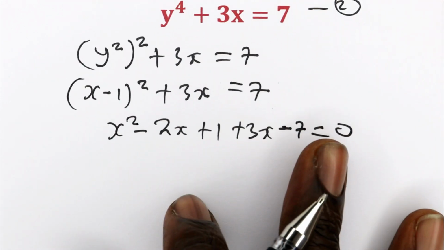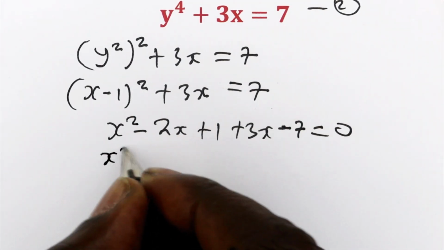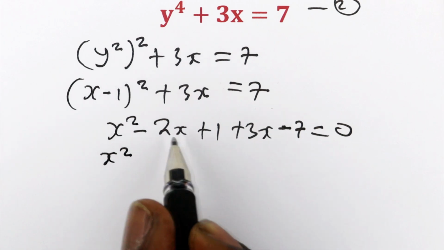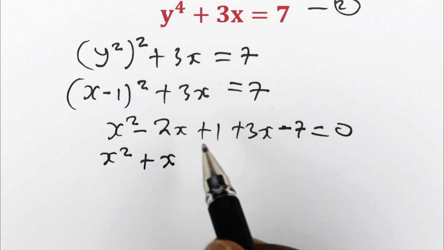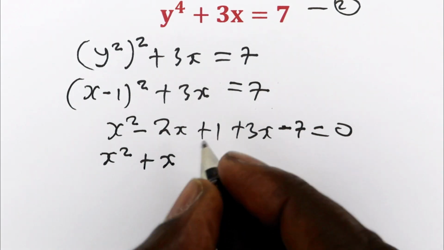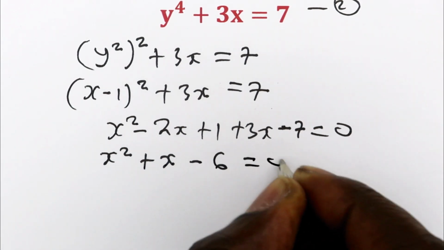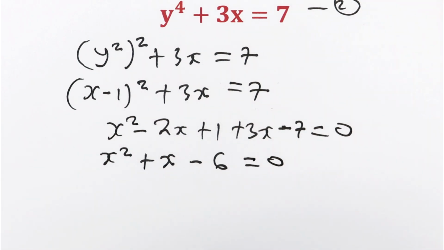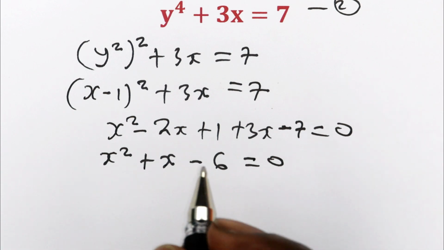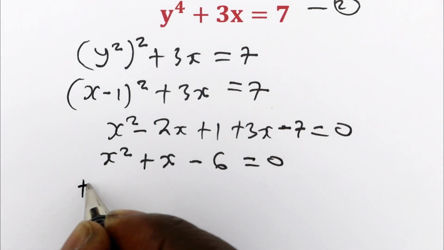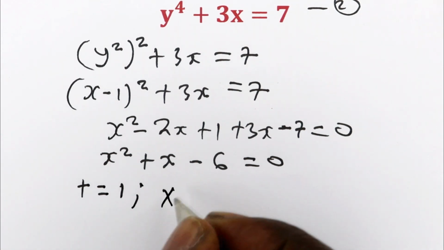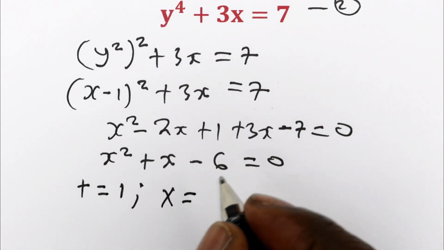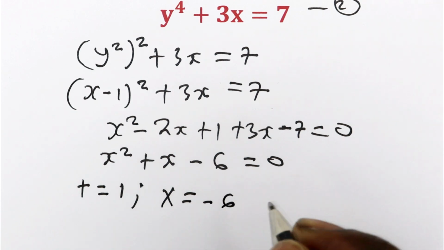So if we simplify this, we're going to have x squared, then you have minus 2x plus 3x, which is just plus x. Then you have 1 plus negative 7, which is just minus 6, and that's equal to 0. So now we have a quadratic equation, which you can solve using any of the methods. Let us go for the factorization method. So you're going to look for two numbers whose sum is the same as b, and b in this case is 1, and their product is the same as a times c, which is just minus 6.